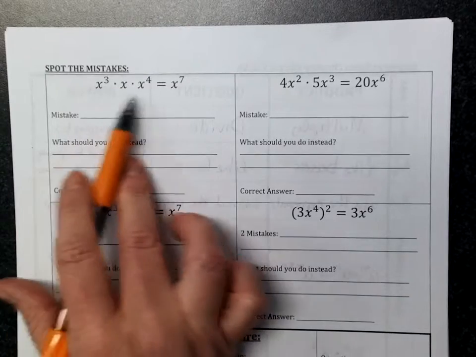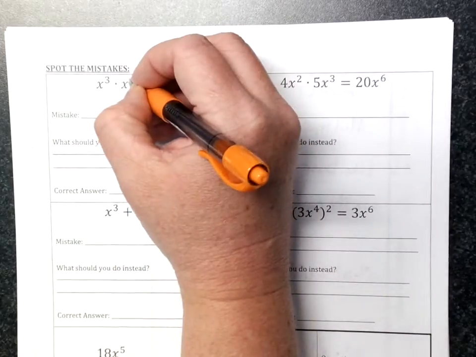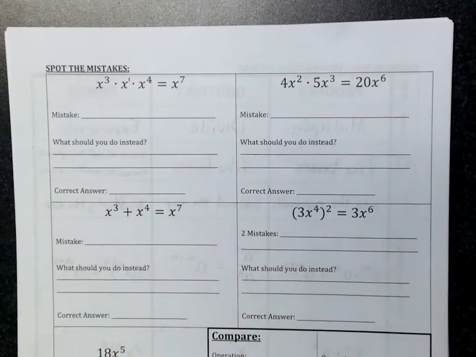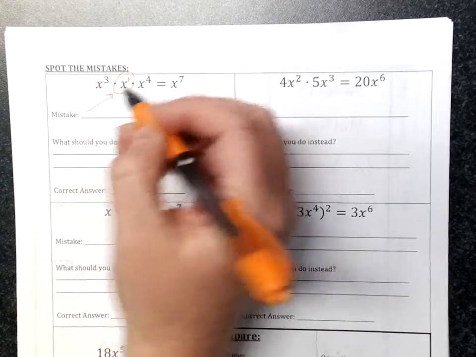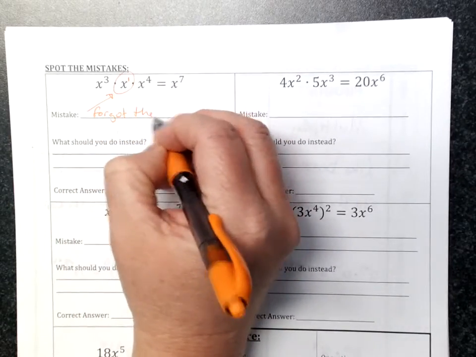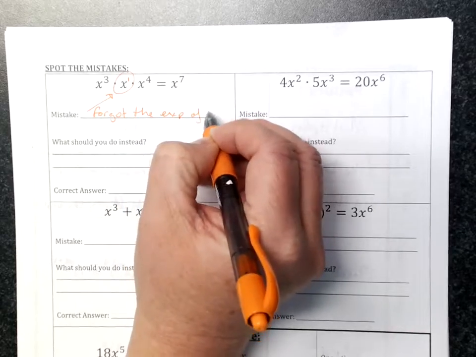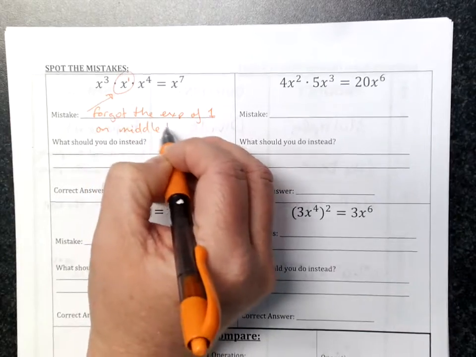Okay? And so what mistake was made here that makes x to the 7th not the correct answer? Yeah. And it's actually a very real one. It's not even imaginary, but we just don't have to write it. But put it in because you have to do the math with it. Okay? So the mistake was right there. So make some mark of what the mistake is. The mistake is forgot the exponent of 1 on the middle term.